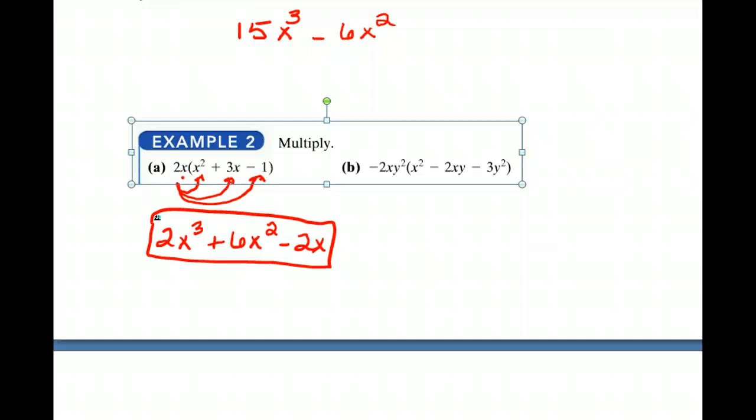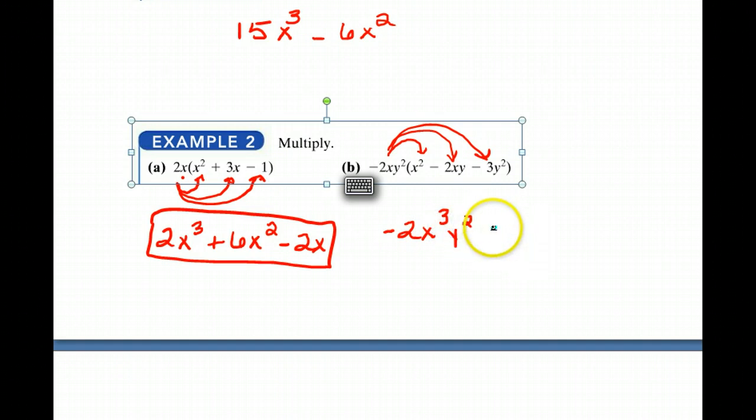At this point, you should be ready to check your work with me. The first thing that you should have done is distributed the negative 2xy squared to each term inside our group of parentheses. So negative 2xy squared times x squared is going to give us negative 2x cubed y squared.